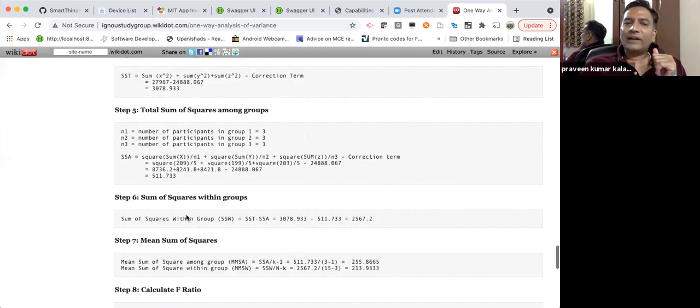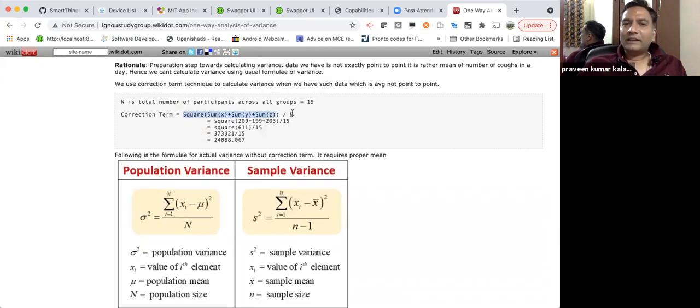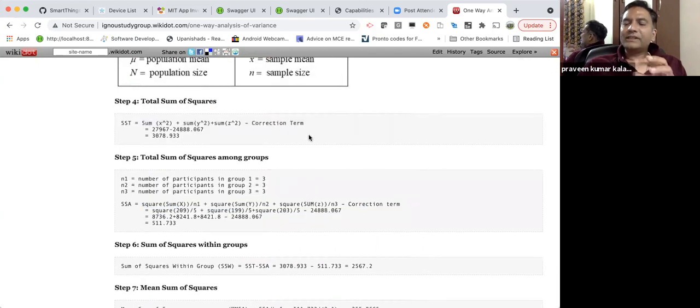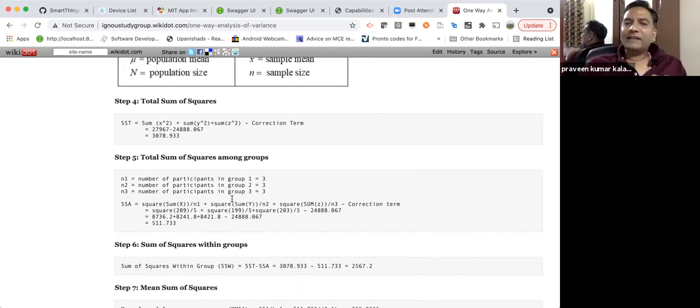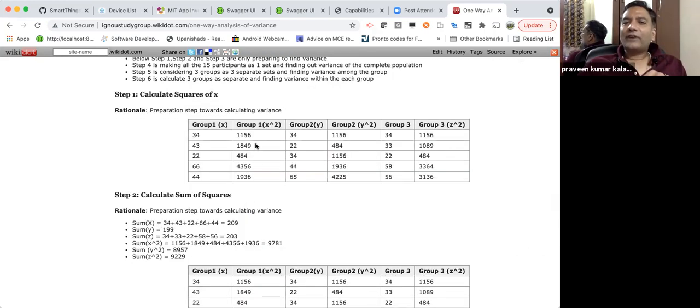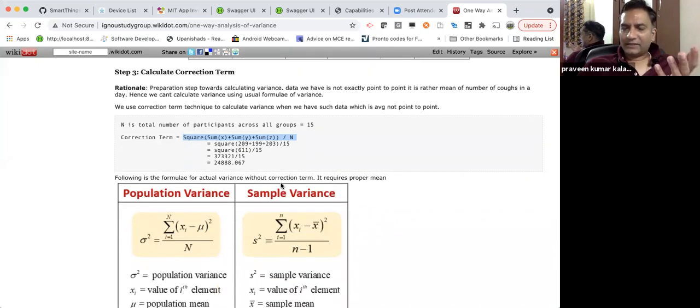Now, what really goes tricky? You should understand the formula for among the groups, the formula for total, and the formula for the correction term. You can remember these as you practice these sums. Otherwise, the calculation is pretty straightforward. It is just about squaring and summing. If you see these things, it is just a combination of squaring and summing, nothing more than that, actually speaking.